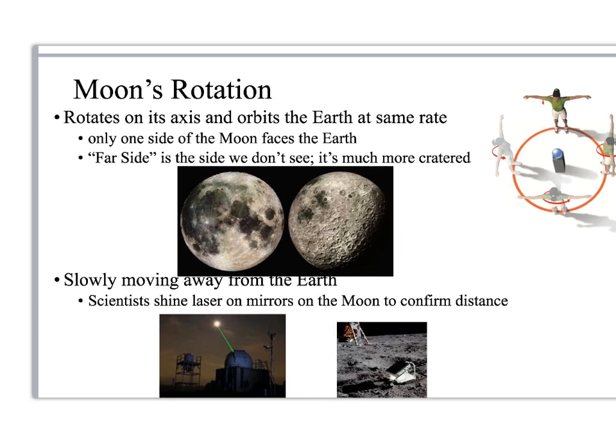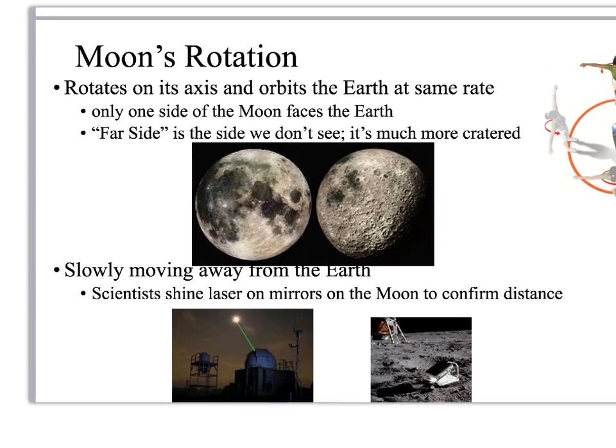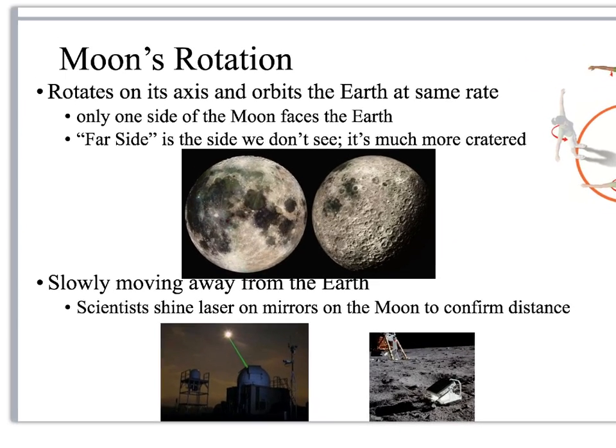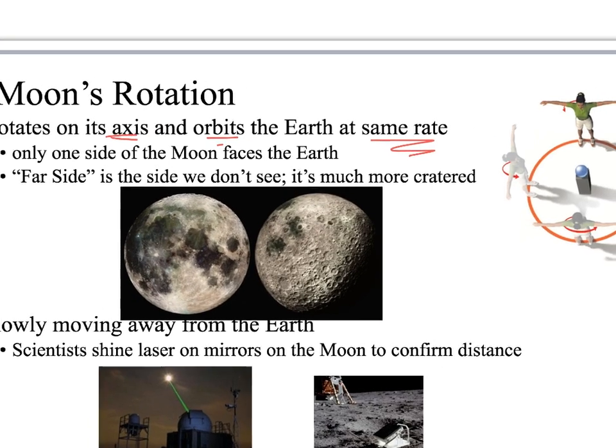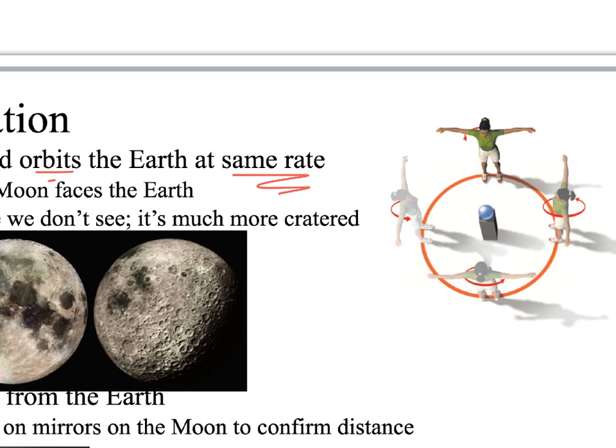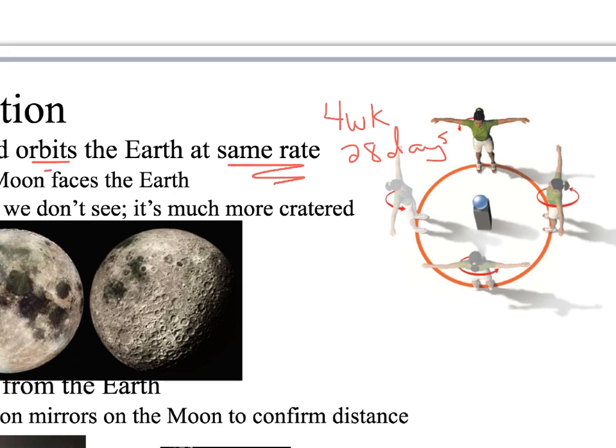Now, the moon spins on an axis of rotation, and it spins on its axis and orbits the Earth in the same amount of time. I can't believe I had this slide but didn't say on it how long that is. Actually, that's 4 weeks or 28 days. Sorry about that. So it spins on its axis in 4 weeks, and it orbits the Earth in 4 weeks.